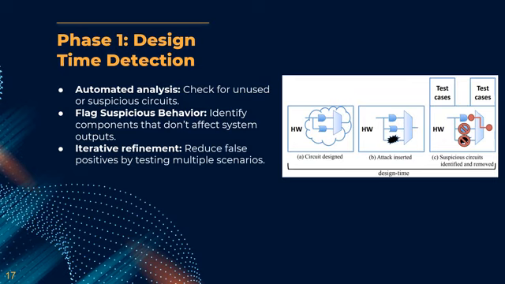Think of design time detection like inspecting a building before it's occupied. BlueChip scans for structural weaknesses, in this case, unused or suspicious circuits. But instead of disrupting the building process, it fine-tunes its results through iterative refinement, ensuring that only real threats are flagged. This minimizes false alarms and assists in speeding up development.